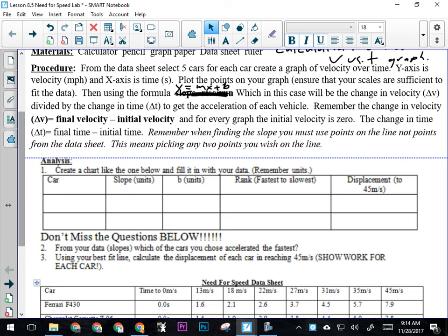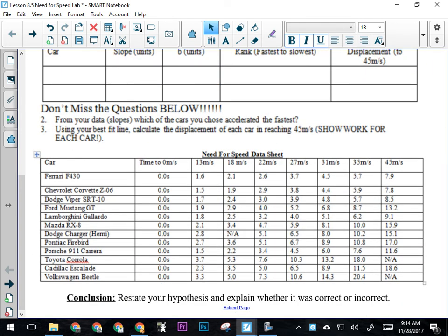The next thing you have to do is question number 3. From your data, that is your slopes, which of the cars accelerated the fastest? And then for number 3, using your best fit line, calculate the displacement of each car in reaching 45 meters per second. Now, when you make your graph, is this point necessarily going to be on your line? It's most likely not going to be on your line. Is that okay? How do I get displacement from a velocity versus time graph?